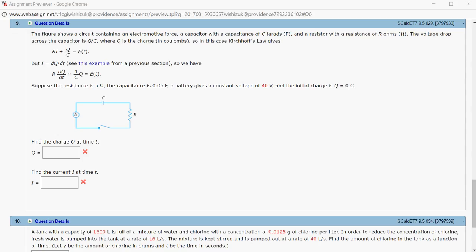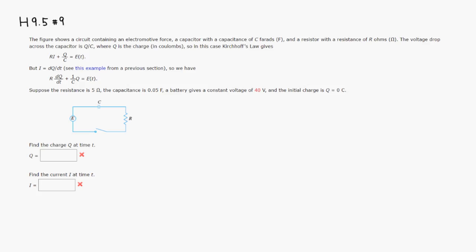All right, let's look at homework 9.5, problem number 9. This is an electric circuit problem. The differential equation is already given. This is the differential equation we are looking at. Let's plug in the numbers.